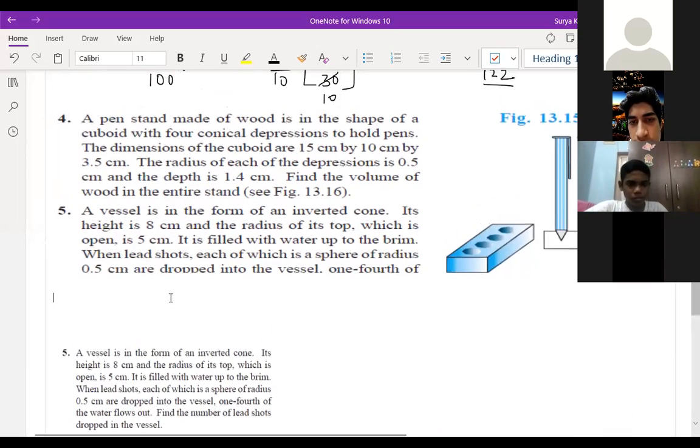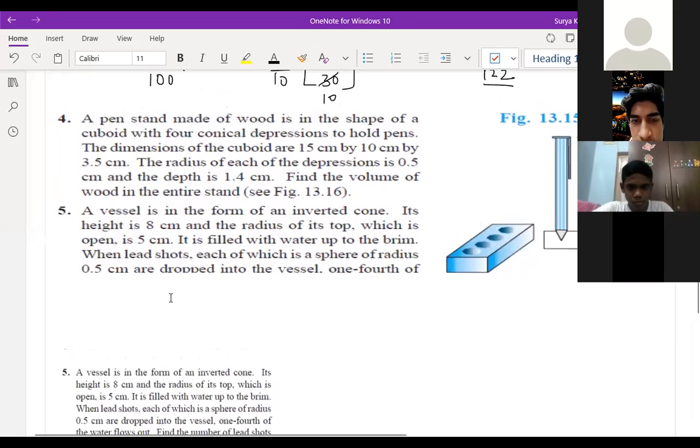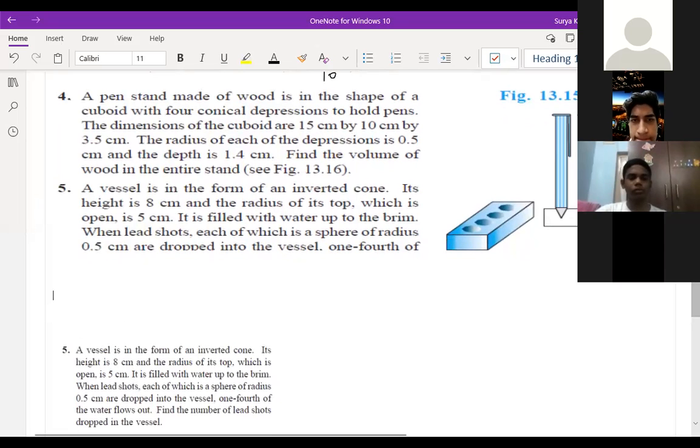See, I will just tell you the concept of this. So fourth one, we will not waste the time. Once you have the concept, you can try it by yourself. A pen stand made up of wood. A pen stand made up of wood is in the shape of a cuboid with four conical depressions.